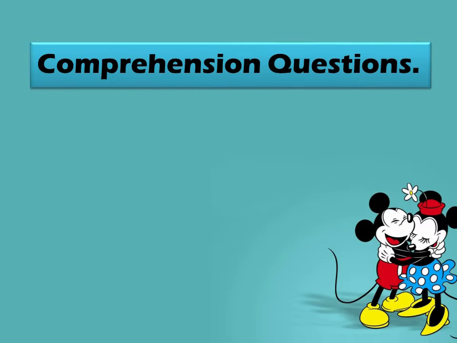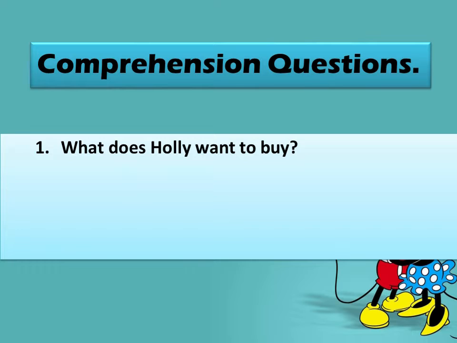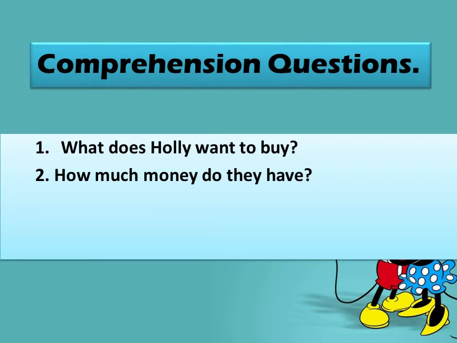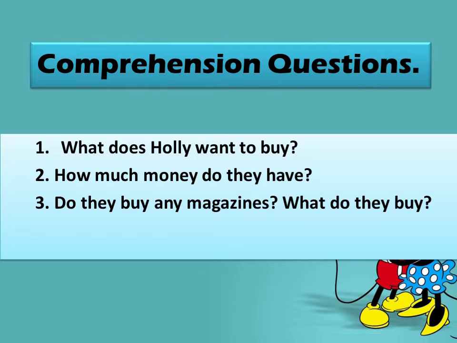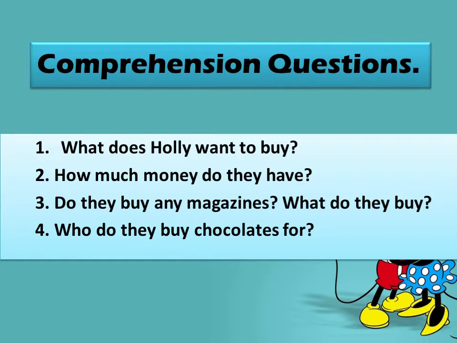If you have the student book at home, you can open your student book page 74 and look at the story again. Okay? Now, after you hear the story, I want to ask you some questions. Number one. What does Holly want to buy? 2. How much money do they have? 3. Do they buy any magazines? What do they buy? 4. Who do they buy chocolate for?